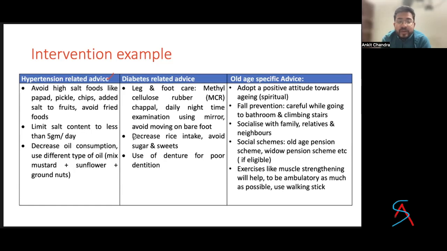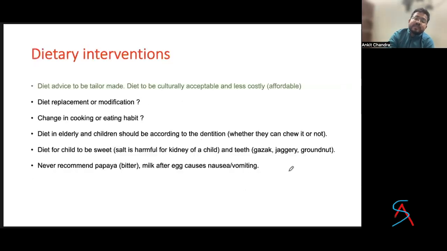They have to decrease the oil, how to do it, and all these things you have to mention. For old age, you can talk about concepts of healthy aging or active aging, to strengthen their muscles to avoid falls. So all these are part of your intervention. Even from a medical perspective, you can help them to get an appointment and get them a consultation. You can even help them to get a teleconsultation. That itself is also one form of intervention.